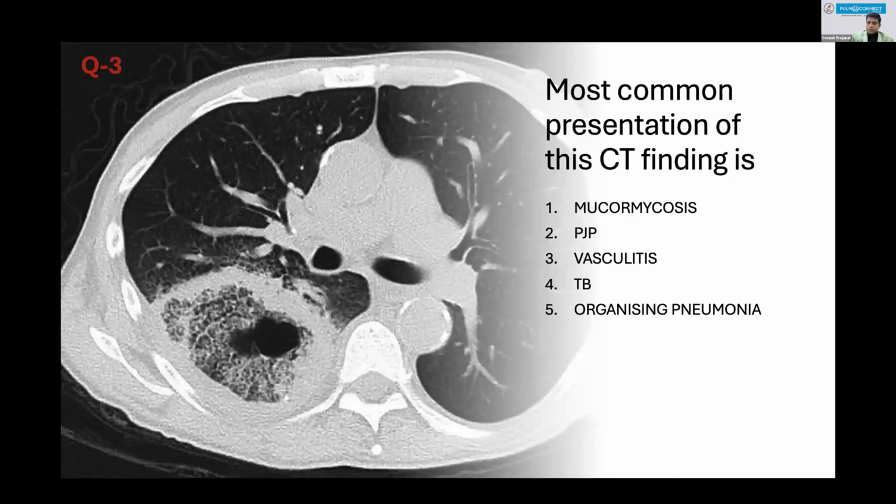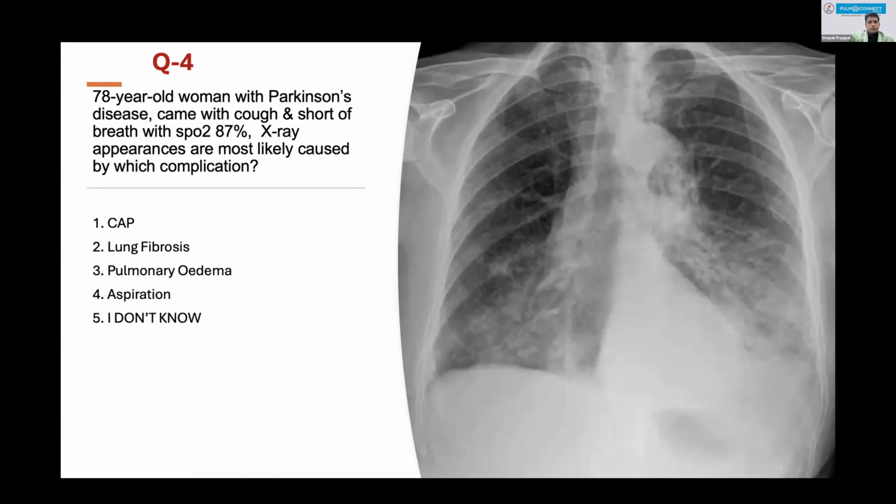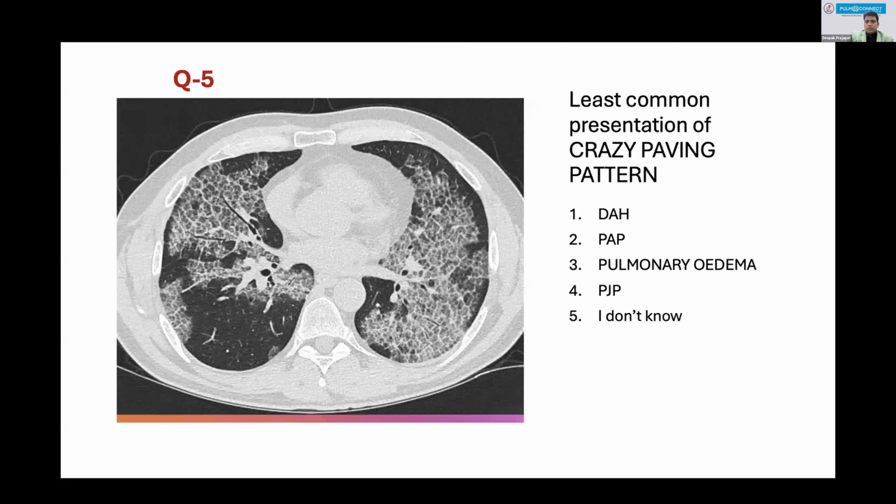The third question, the most common presentation of this CT image is organizing pneumonia, the fifth option. The fourth question, the 78-year-old woman with Parkinson's came with cough, breathlessness, saturation. The diagnosis is aspiration pneumonia. The fifth question, the least common presentation of the crazy paving pattern is diffuse alveolar hemorrhage.